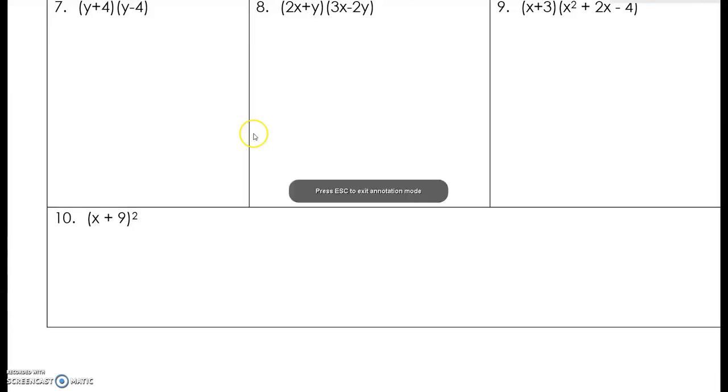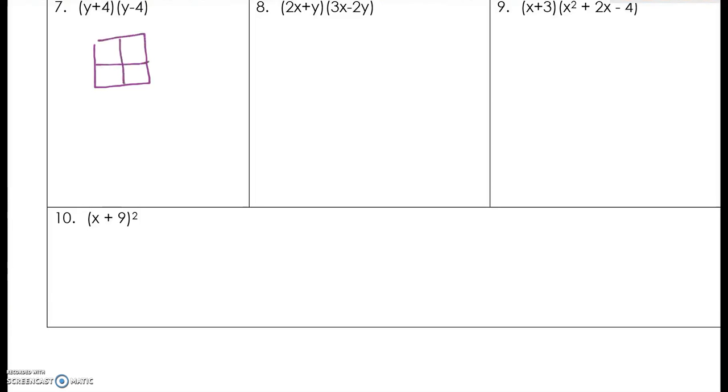Okay, number 7, I'll go ahead and do the box method on number 7. The box method does work no matter how many terms you are multiplying. So in this case, a binomial times a binomial, but it would work with a trinomial times a trinomial, or even if you had 4 terms times 4 terms, it would work as well. You just extend your box, make your box bigger. So once we set up the box with the y plus 4 up the top and the y minus 4 along the side, then we want to go ahead and multiply to fill in the terms in the box.